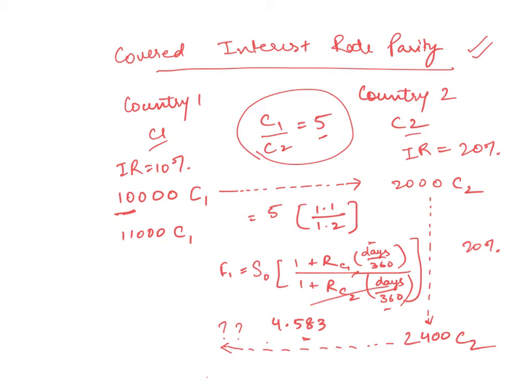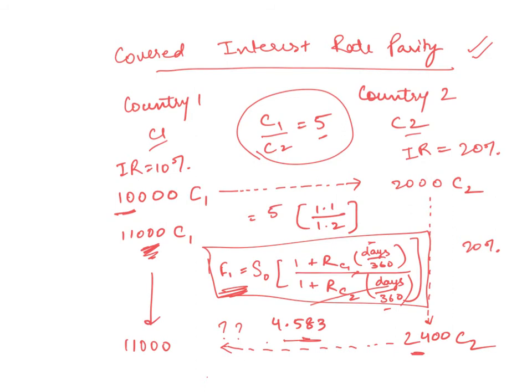So when we convert this at this rate, you know what we're going to get? Exactly what we have to pay off to them is what we are going to get. So there's no arbitrage possible because of this. Your future rate is going to be this formula. So that's covered interest rate parity.